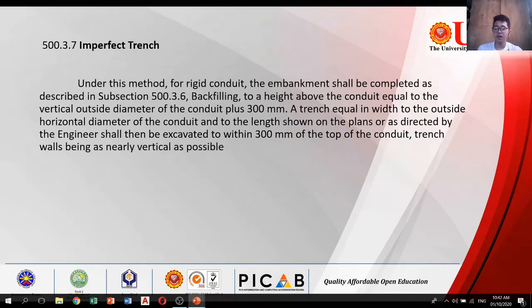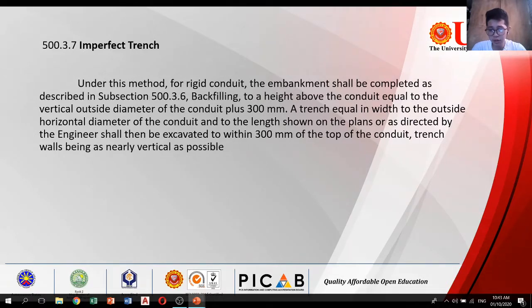Imperfect trench. Under this method, for rigid conduit, the embankment shall be completed as described in subsection 500.3.6, backfilling to a height above the conduit equal to the vertical outside diameter of the conduit plus 300 mm. A trench equal in width to the outside horizontal diameter of the conduit and to the length shown on the plans or as directed by the engineer shall then be excavated to within 300 mm of the top of the conduit, trench walls being as nearly vertical as possible.